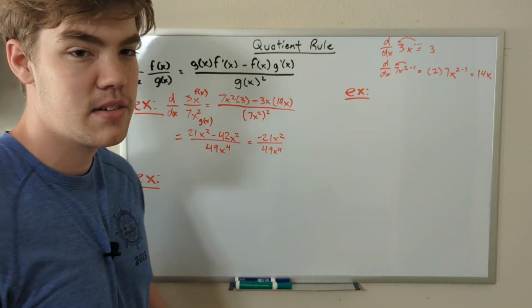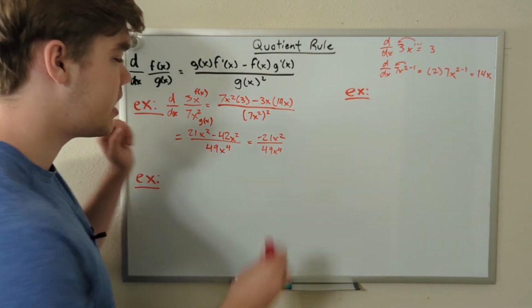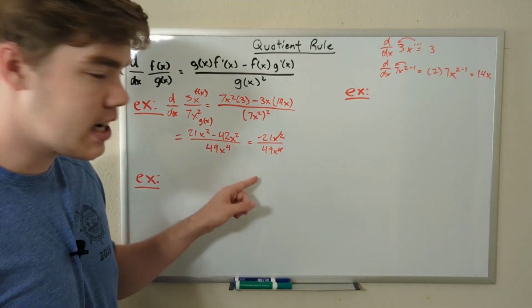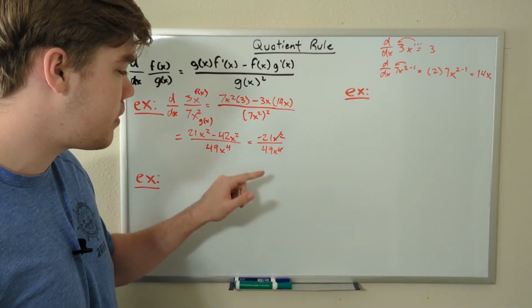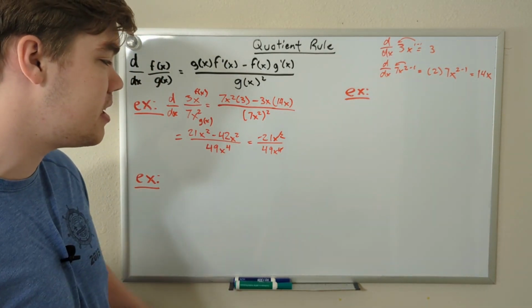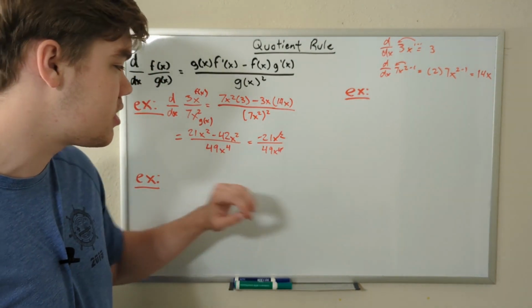Technically, this is the derivative, but we can make it a little bit simpler. First of all, we can cancel out this x and remove 2 of the powers of x here. And we also have a common factor on top and bottom. Negative 21 and 49 can both be divided by 7. So we can just divide both of these by 7, along with canceling out this x squared.